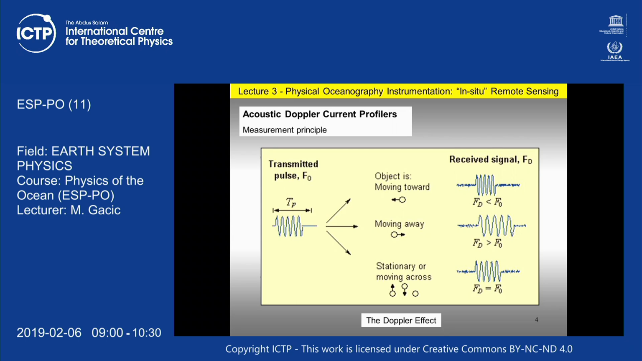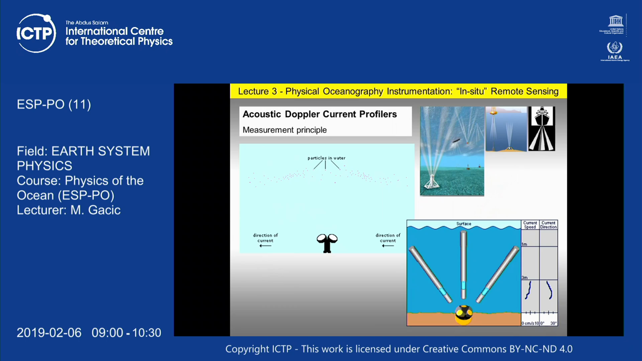Let me see what we shall do. This is the measurement principle. It sends the signal. The particle is in the water. This is the direction of current, and then as output of this, you get the current speed and current direction. If you have, at the surface, a sensor which sends the data into the data center, then you have a real-time data transmission, which is also another thing.